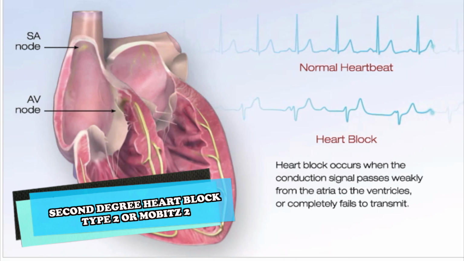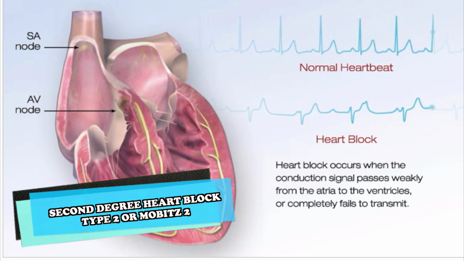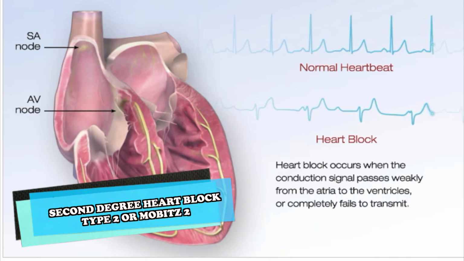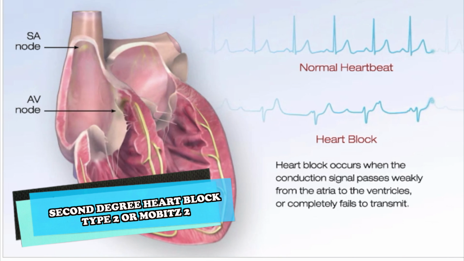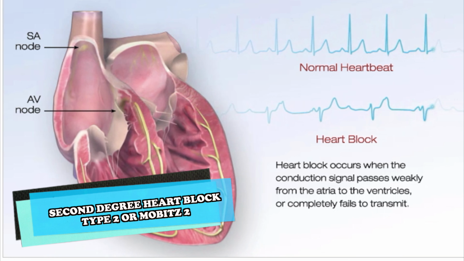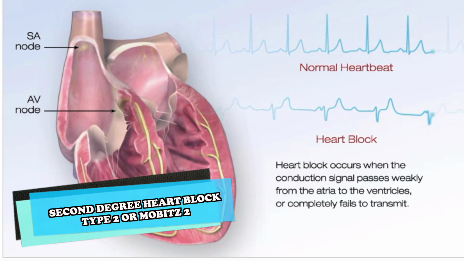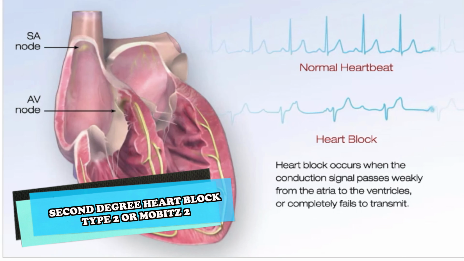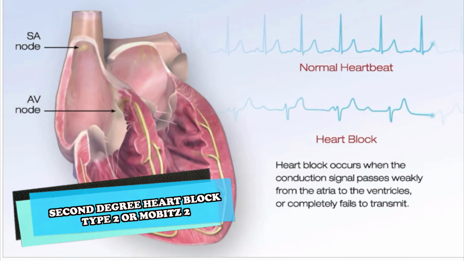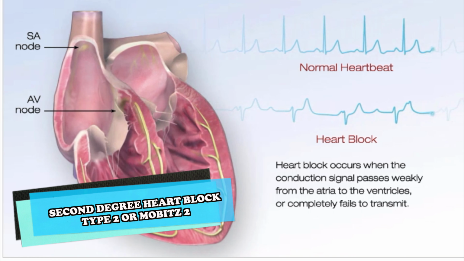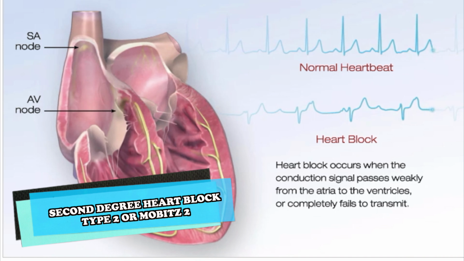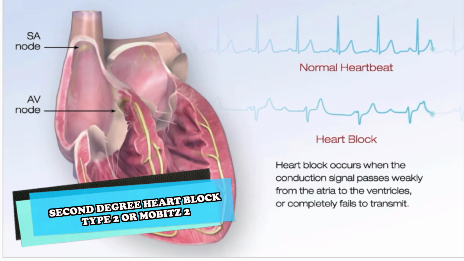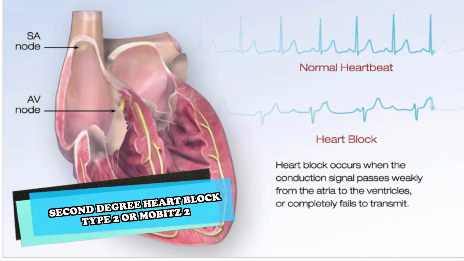Second-degree AV block type 2 should be treated with immediate transcutaneous pacing or transvenous pacing, because there is risk that electrical impulses will not be able to reach the ventricles and produce ventricular contraction. Second-degree AV block type 2 is clinically significant because this rhythm can rapidly progress to complete heart block. Atropine may be attempted if immediate transcutaneous or transvenous pacing are not available.